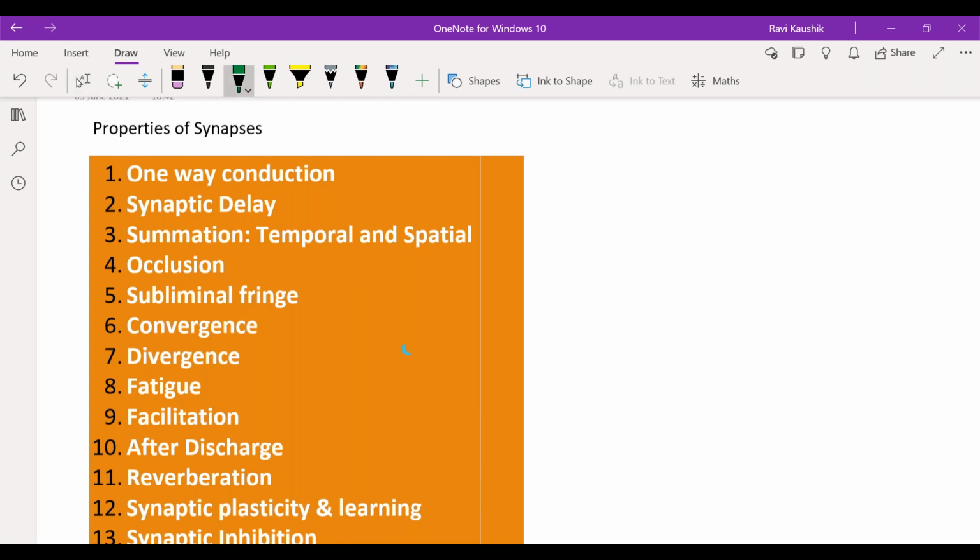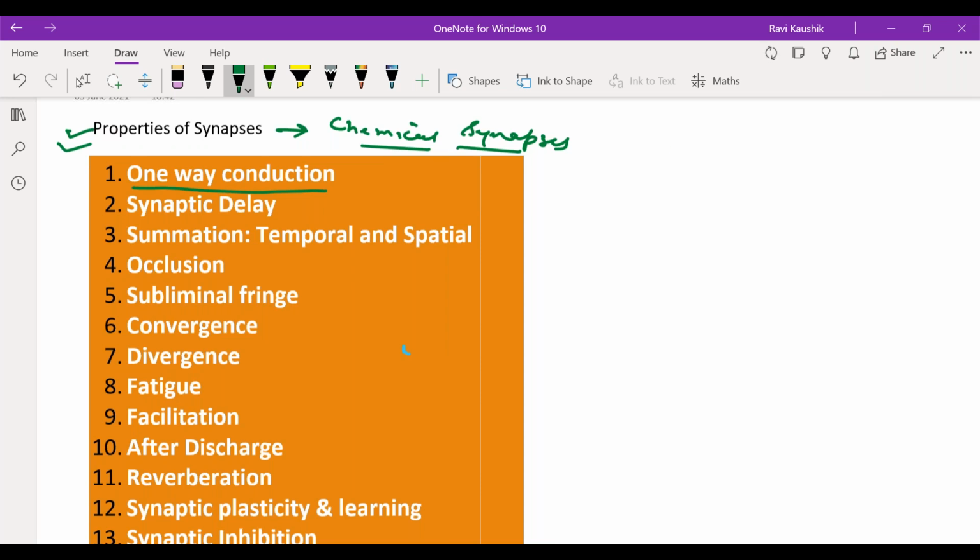Now, these properties of synapse which we are referring to here are primarily for the chemical synapses. So this you have to keep in mind. The first property which we are referring to is one-way conduction, right?